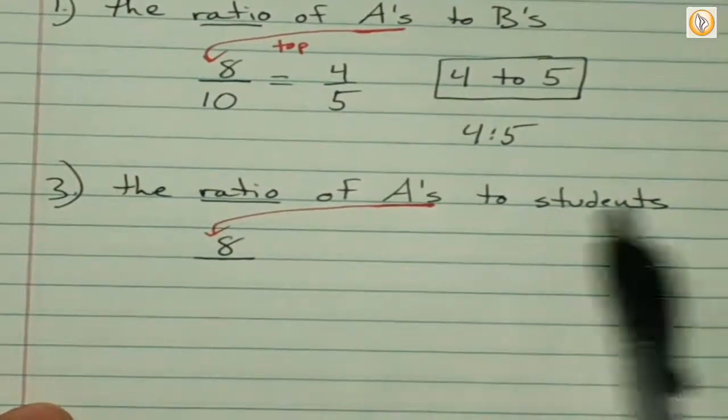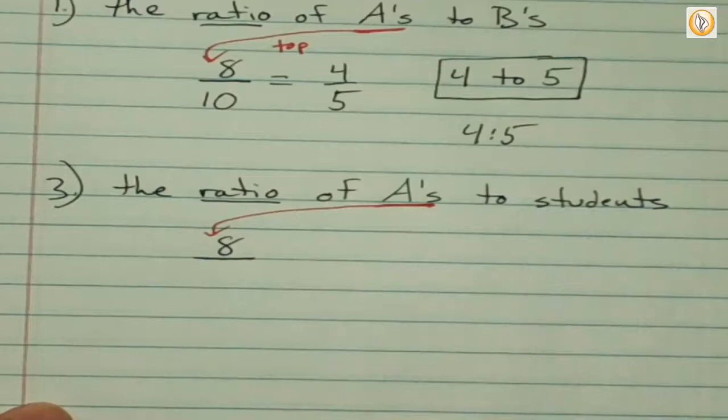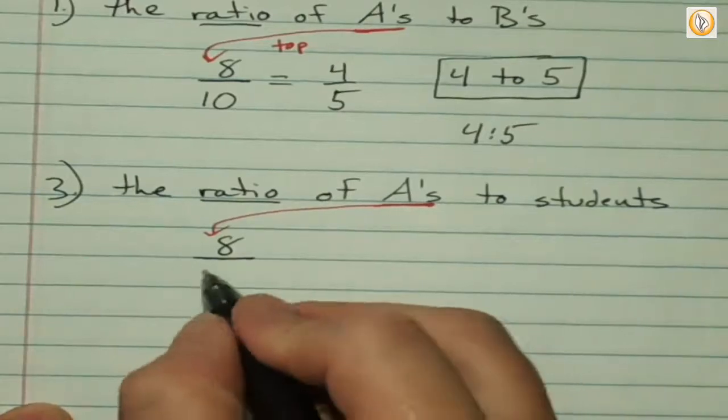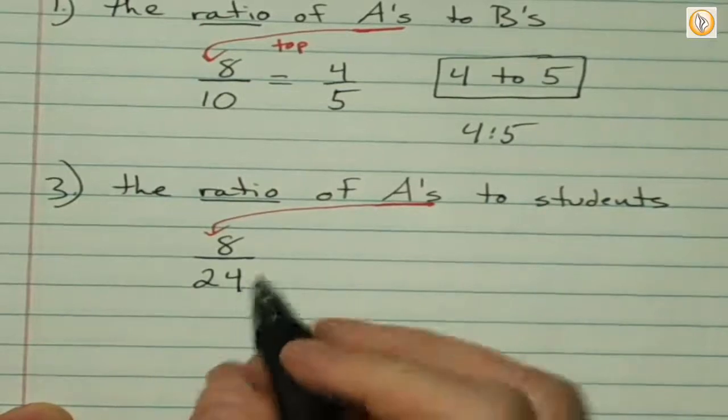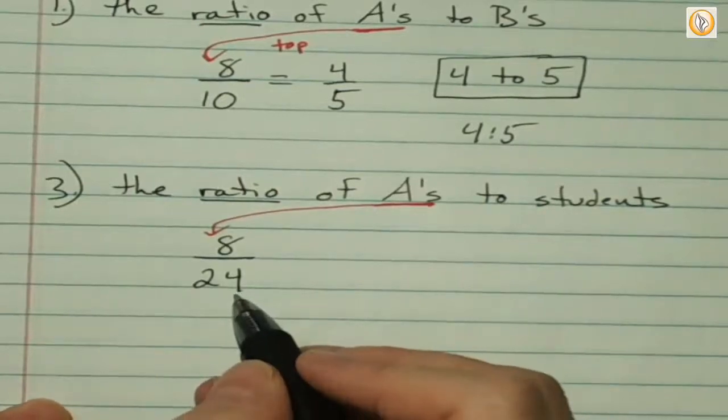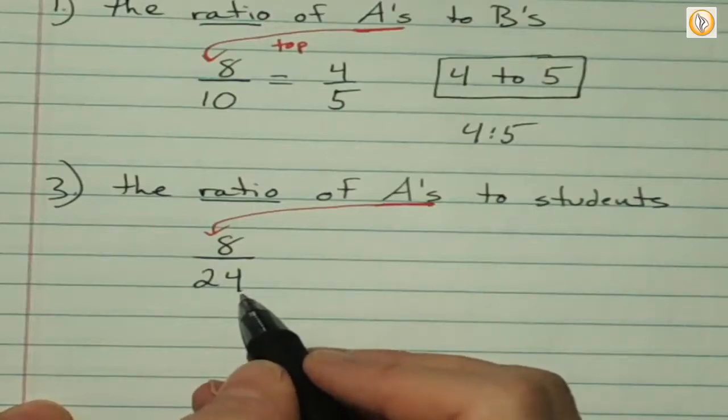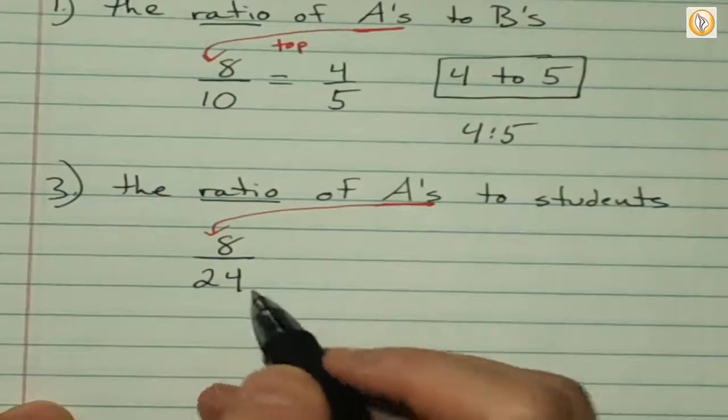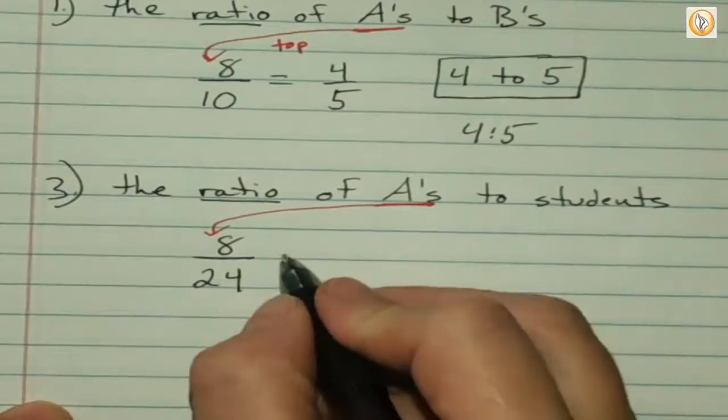Now it says to students, total students. So you actually have to add up everything in the directions. So how many total? 24. Very good. Does everyone see where she got 24? In the directions it talks about how many kids made A's and B's and such, she added them up and she got 24.